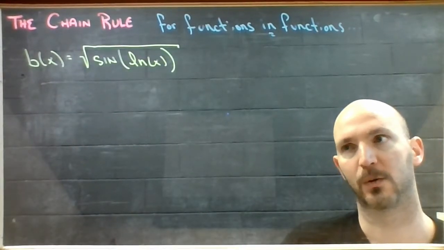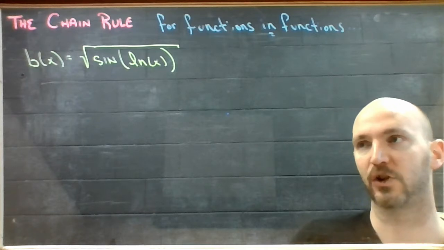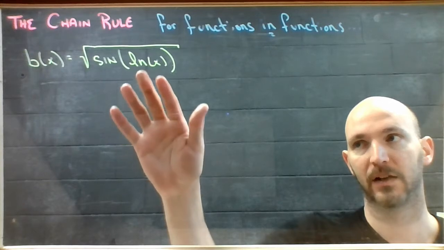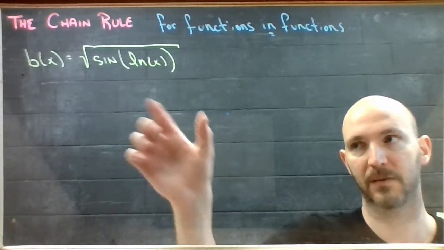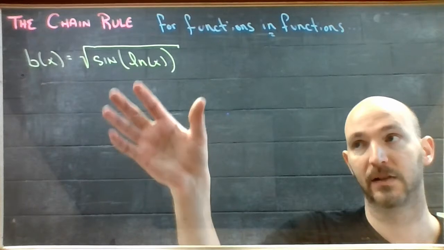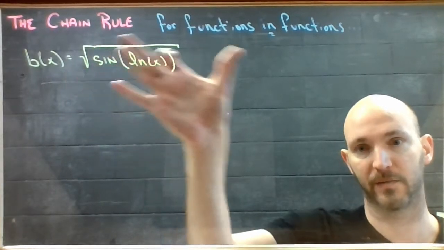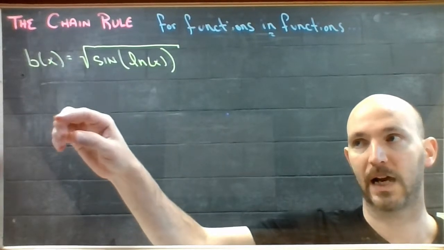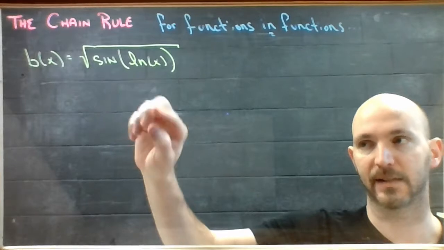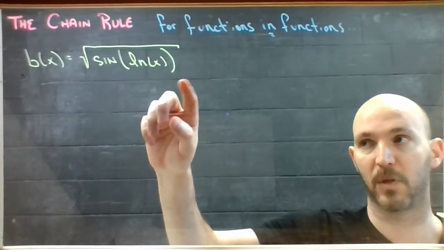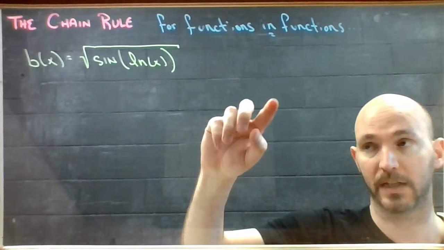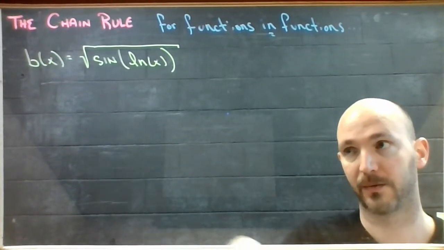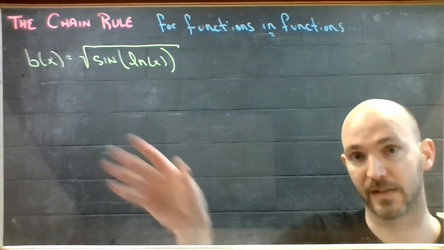Okay, so now that you've been through a few examples of it, you will look at this and you should be able to know that the derivative of this would be the derivative of ln x multiplied by the derivative of sine ln x multiplied by the derivative of the radical. So this line here would be 1/2 [sine of ln x] to the negative 1/2 multiplied by cosine of ln x multiplied by 1 over x. So that's it.